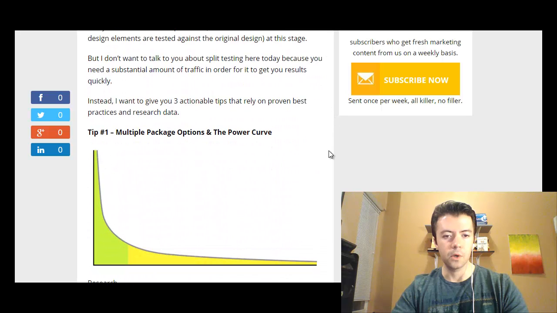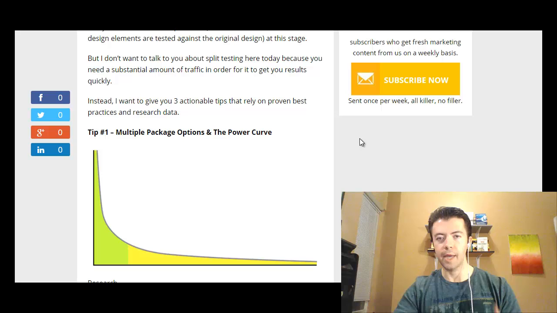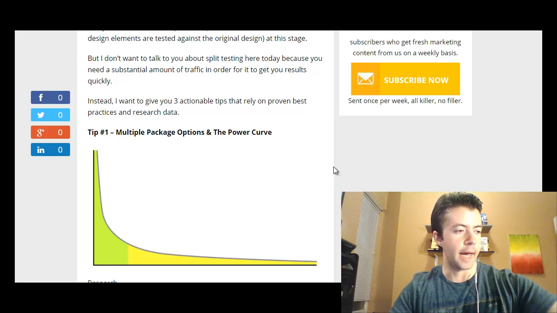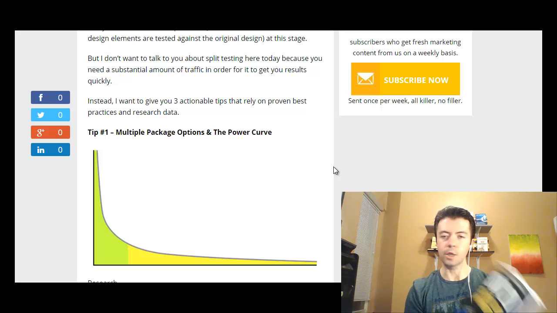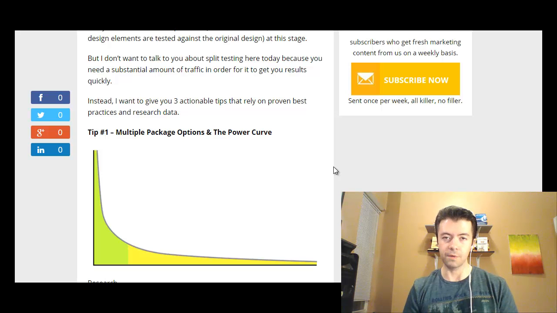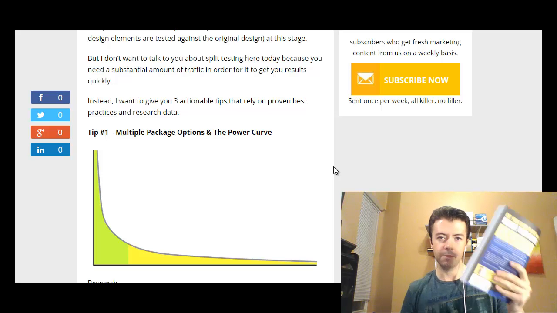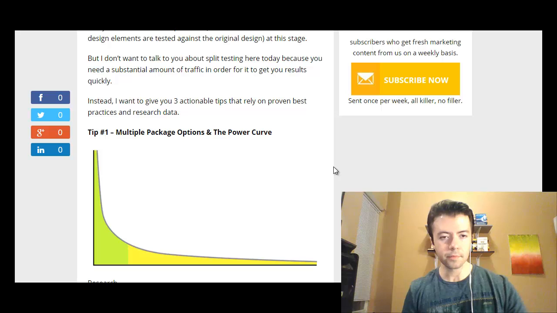Okay, so tip number 1 is multiple package options and the power curve. Now, the power curve I actually heard about when I was reading this 80/20 sales and marketing book by Perry Marshall. And you can pick up a copy, I think, almost for free online. You just have to pay for shipping. And Perry and co will send it on out to you.